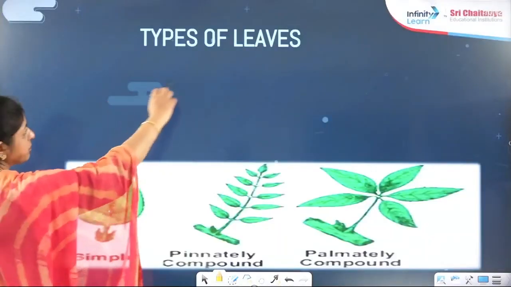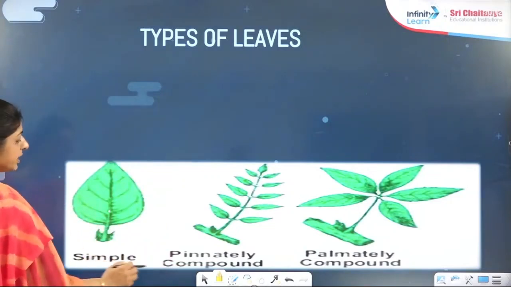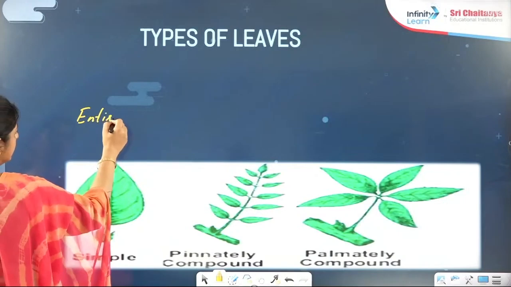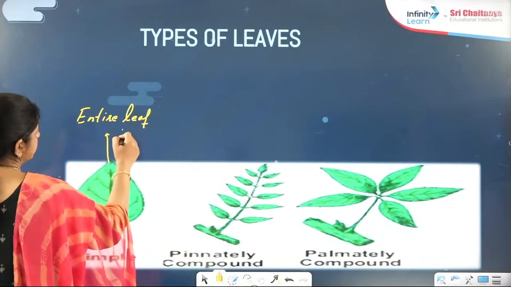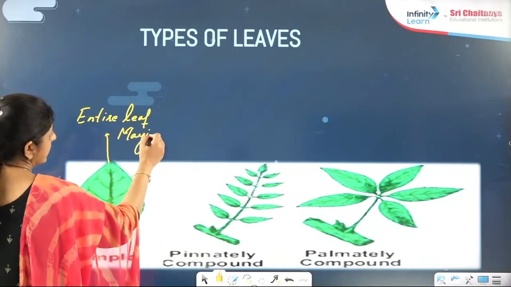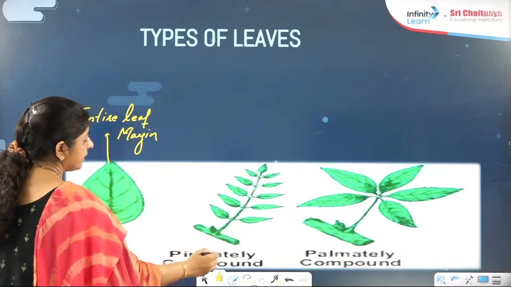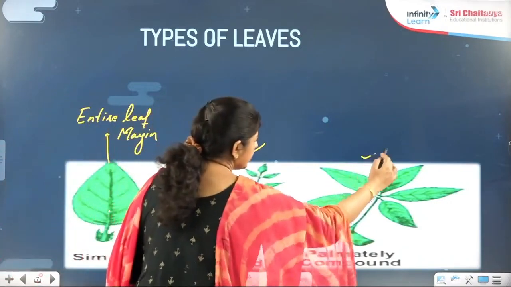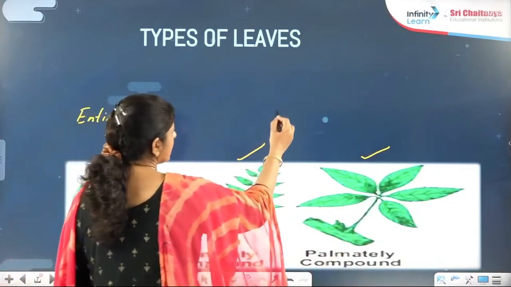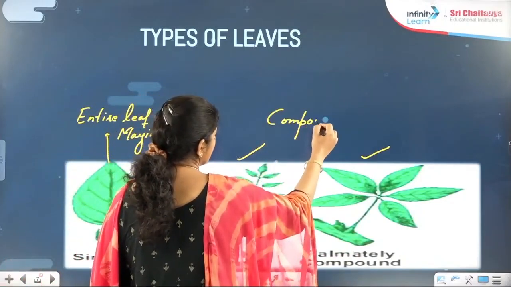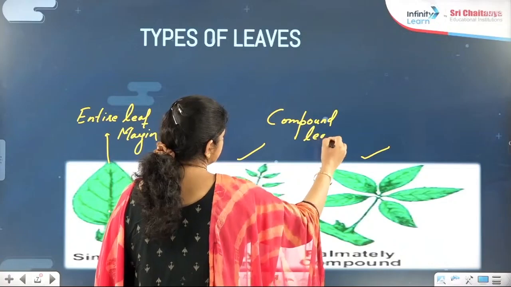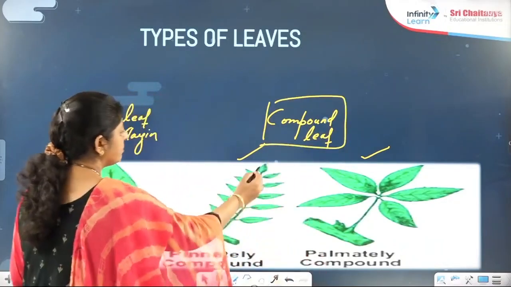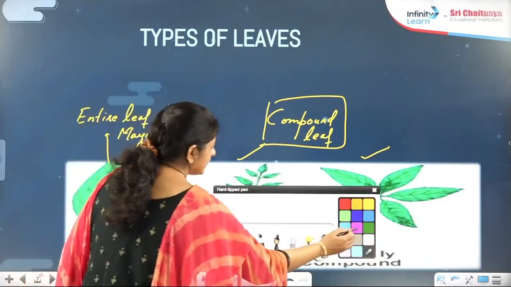Can you see here types of leaf again? This is a simple leaf. Can I say it is having entire leaf margin, right? And this is which type of leaf? Written over there, pinnately compound leaf. This is what type? Palmately compound leaf. Can I say both come under which type of leaf? Compound leaf, right? And in this compound leaf, the midrib now we call it as a rachis.